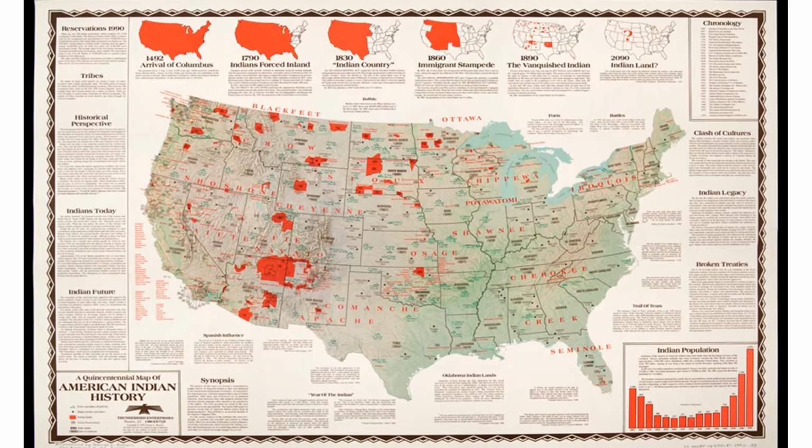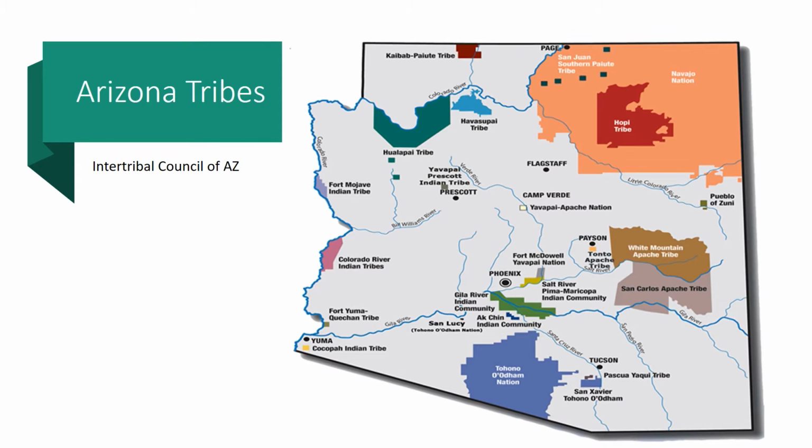All 574 tribal nations, which are also called tribes, nations, bands, pueblos, communities, and native villages, have a nation-to-nation relationship with the federal government. 229 of these are located in Alaska alone. There are 22 tribal nations in Arizona. Each of these tribes have their own languages, cultures, histories, and governments. Each nation has a distinct, unique cultural heritage that contributes to Arizona.